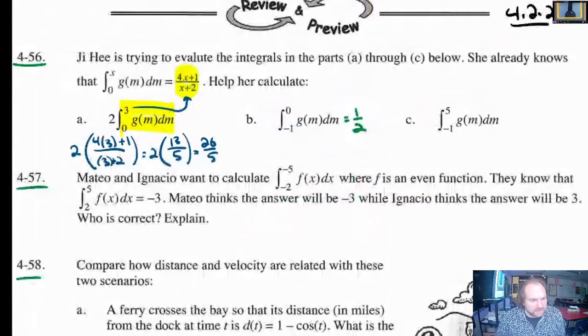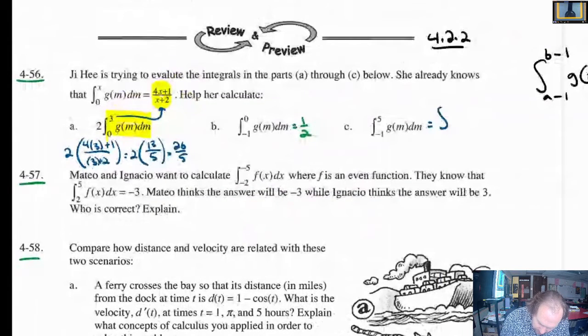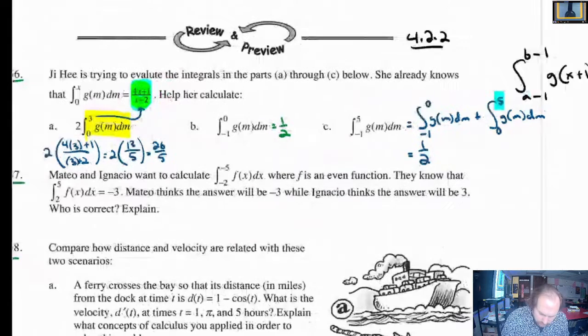Question C is going to ask us to go back in time one step and then also forward 5 steps. But this is actually going to be pretty easy because we're just going to think about this as 2 separate integrals. We're going to think about this as the integral from negative 1 to 0 of g of m dm plus the integral from 0 to 5 of g of m dm. We already know the answer to the left part because we just did it in the previous problem. It's equal to 1/2. And we can easily get the right part because all we got to do is plug 5 in to our area function from over there.